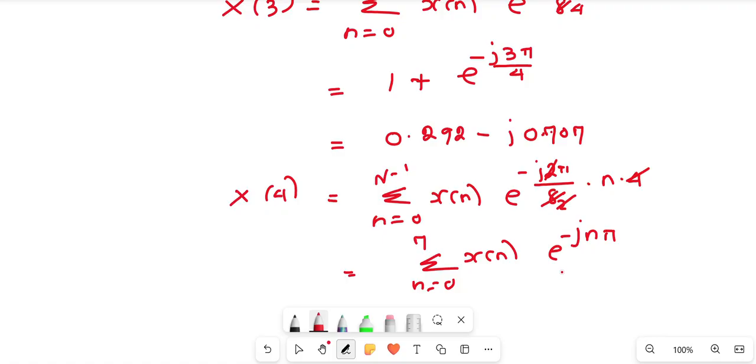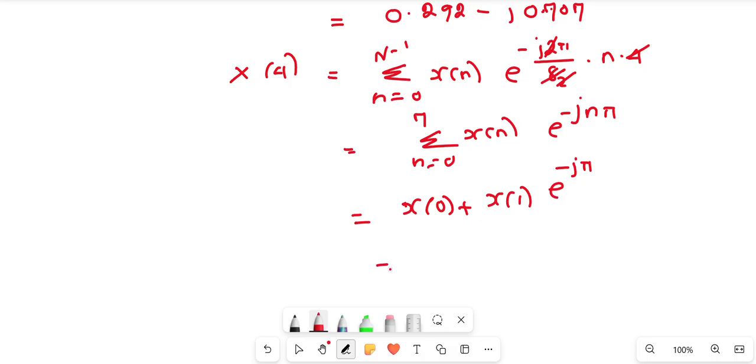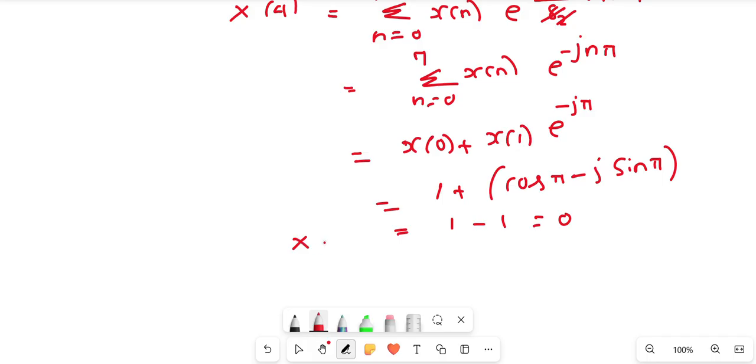Okay, so if n is 0, x of 0 into 1, plus x of 1 into e power minus j pi, with n equal to 1. So x of 0 plus cos pi minus j sin pi. In that case it will be 1 minus 1, which is equal to 0. Okay, X of 4 is 0.